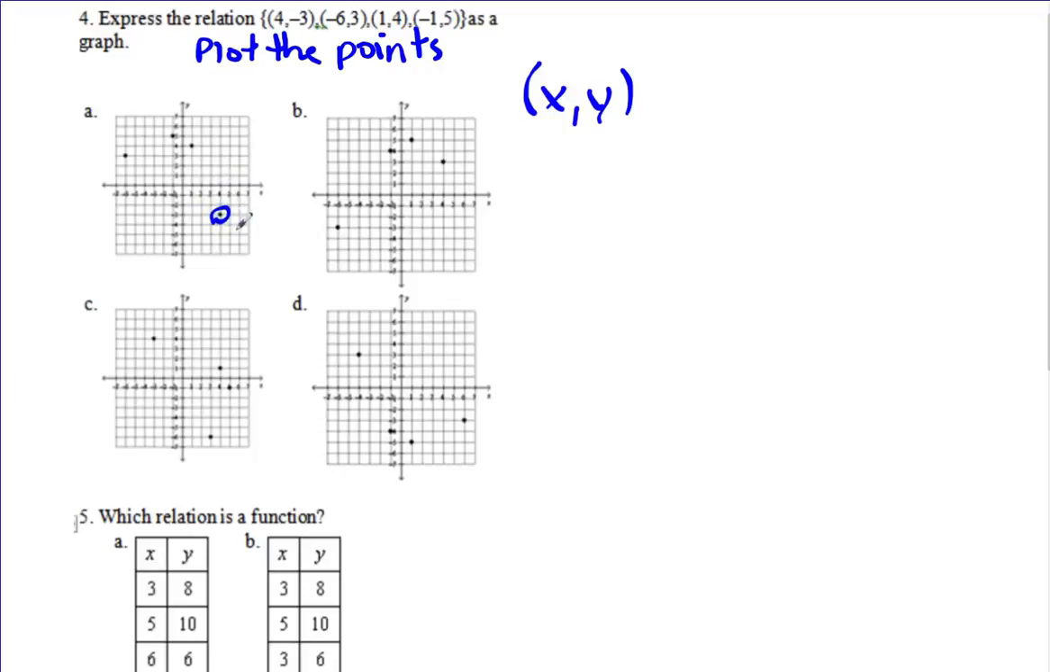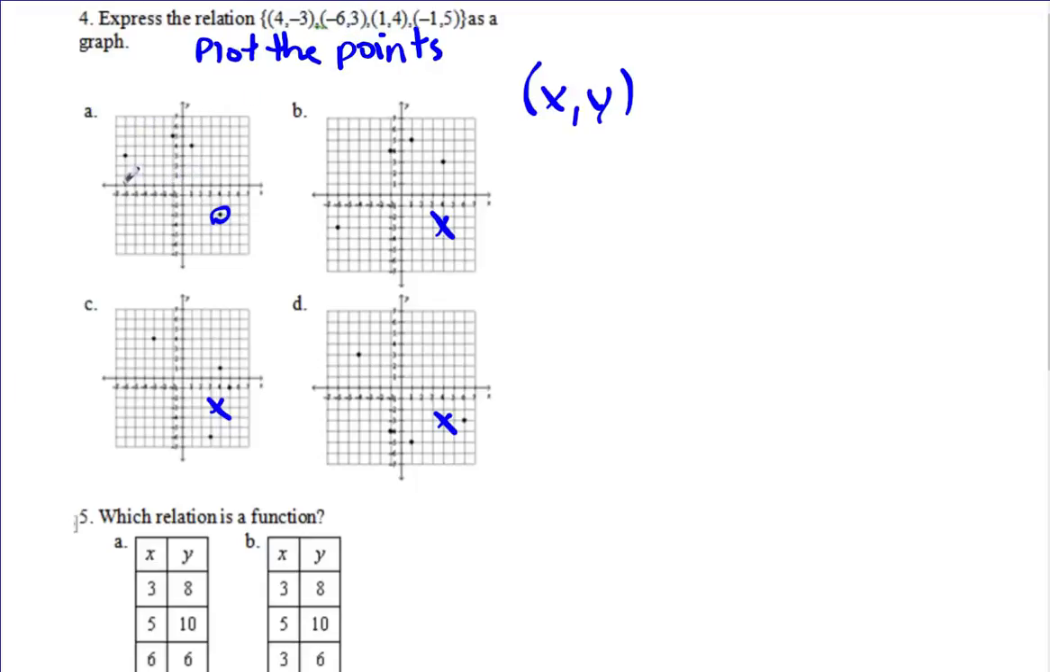Okay, there it is in letter A. So 4 over 3, well, that's not there. 4 over, no, it's not here either. And, oh, well, that was easy. This point is only in answer A, so A is probably correct. Let's check the other ones just to be sure though.